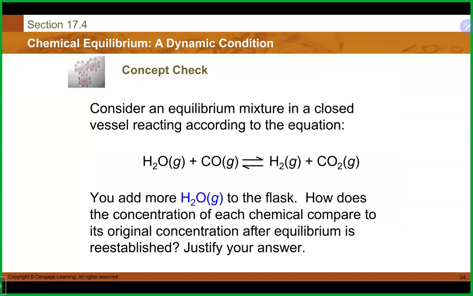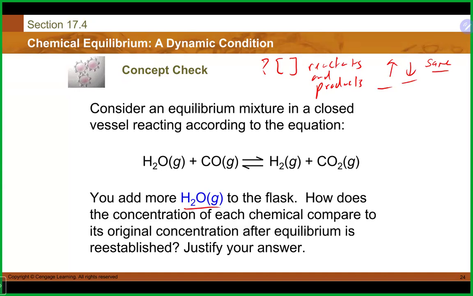Now, for example, if we have this equilibrium reaction in a container, where we have some water plus some CO making some H2 and CO2, and we decided that once this thing reaches equilibrium, we want to add some more water to it. So take a moment and think about what will happen in this particular situation. If I add more water, what will happen to the concentration of all the reactants and the products? Will they increase? Will they decrease? Will they stay the same? So take a moment and think about this.